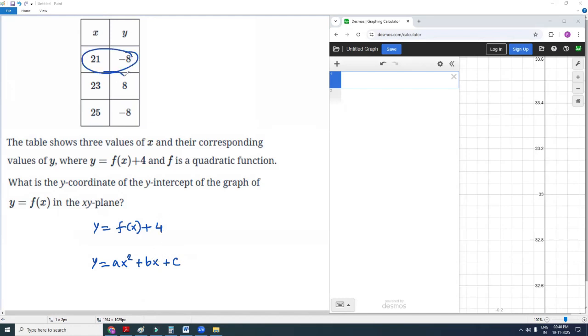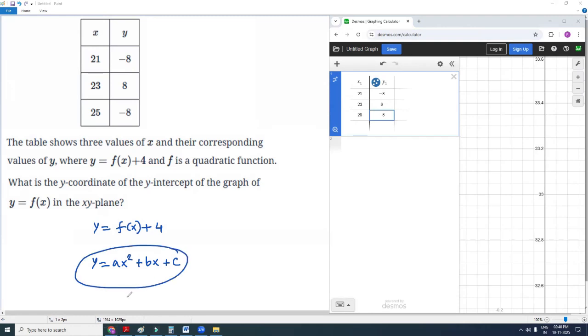Let's take the three points in the table in Desmos. Click on this plus sign, go to the table. So the first point is 21, negative 8, and the second one is 23, 8, and the third one is 25, negative 8.